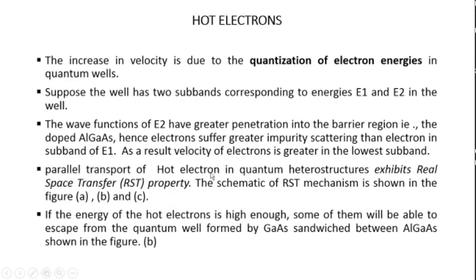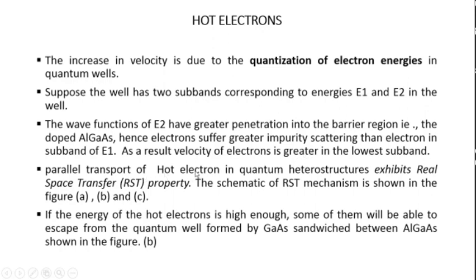Why is the velocity of electrons in the quantum well increased? The increase of velocity in the quantum well is due to the quantization of electron energy in the nanostructure. Let us consider the case of two subbands corresponding to energy levels E1 and E2 in a nanostructure quantum well. The wave functions of E2 have greater penetration into the barrier region, that is the doped aluminum gallium arsenide. Hence, the electrons suffer greater impurity scattering than the electrons in the subband of E1. As a result, the velocity of the electrons in the lowest subband will be much higher.